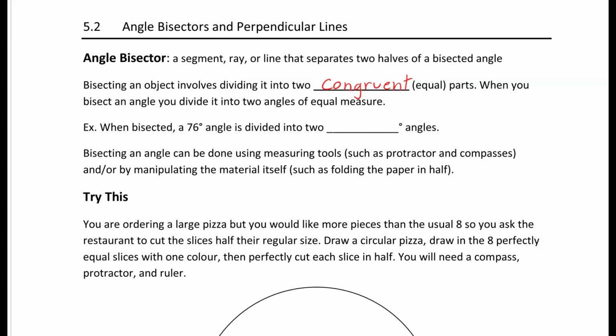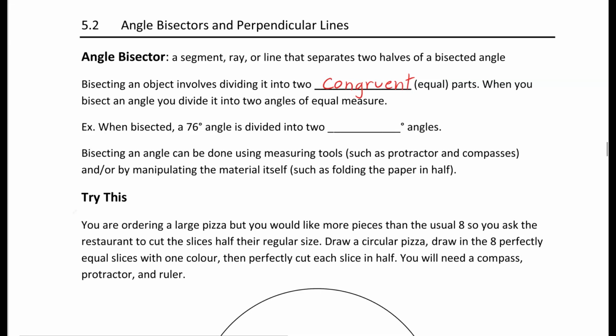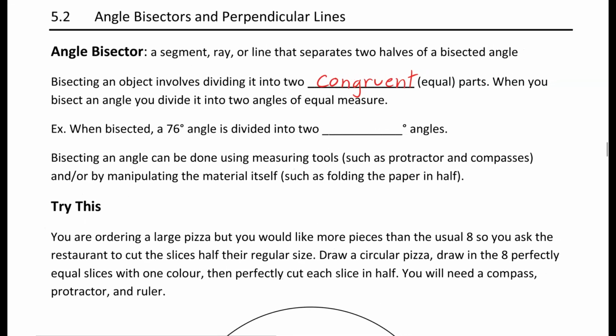Hey everybody, in today's lesson we're going to look at angle bisectors and perpendicular lines. There is a section that was going to use protractors and compasses to bisect these lines, but we're going to use an example of just drawing our estimated line and then bisecting it. So let's get going on angle bisectors and what this actually means.